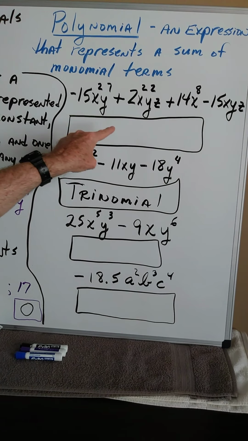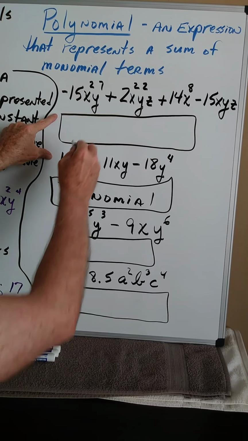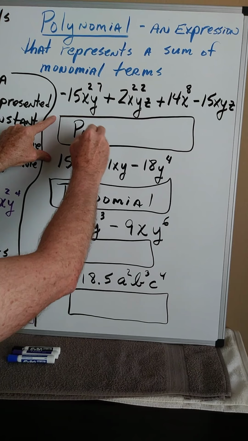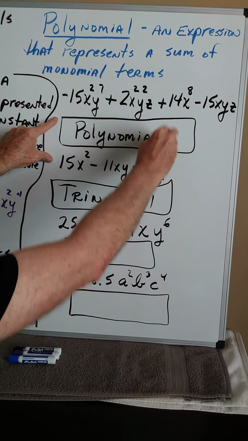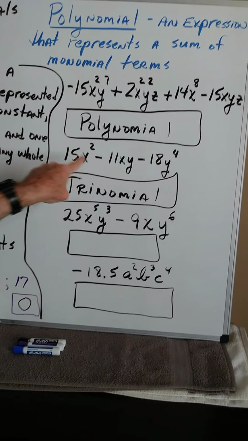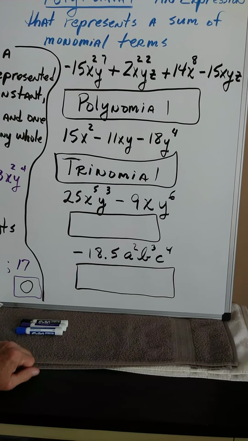By the way, the one up above that we just identified, it is a polynomial. There is no other name given to it. This one, because it had exactly 3 terms, is called a trinomial.